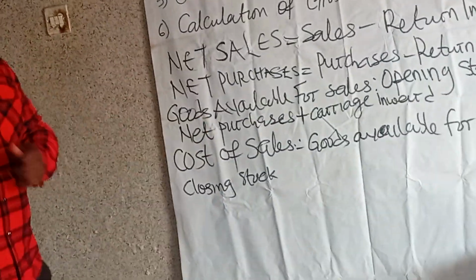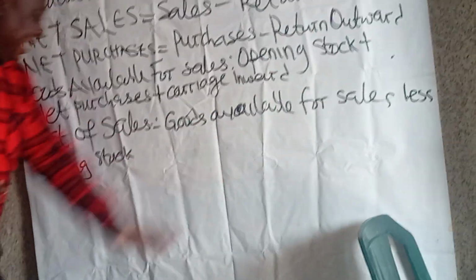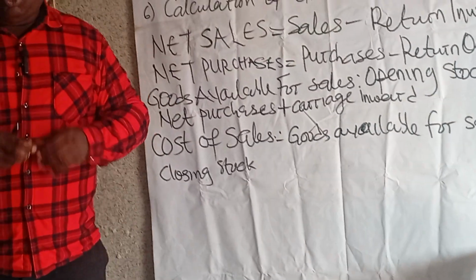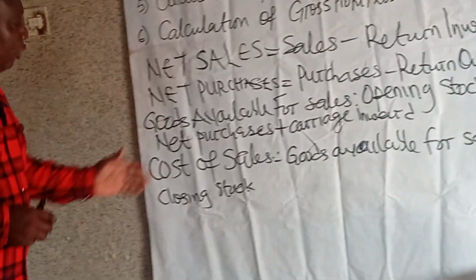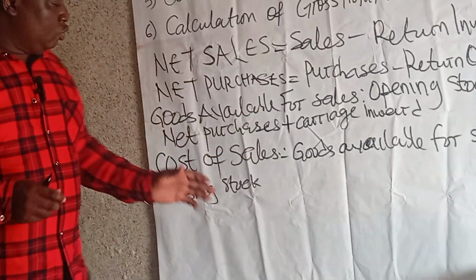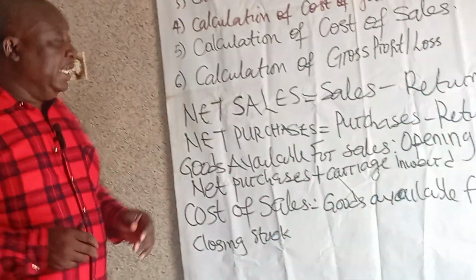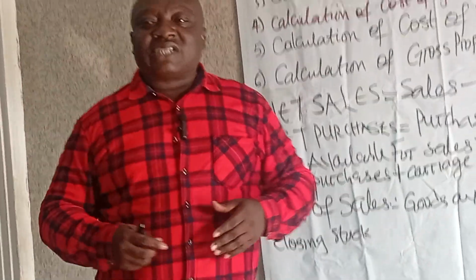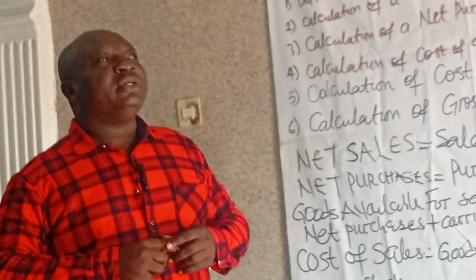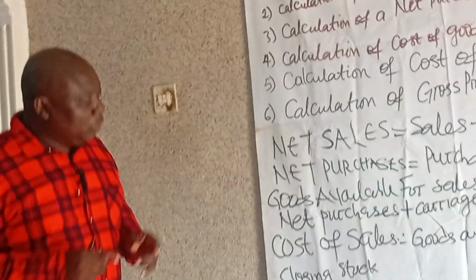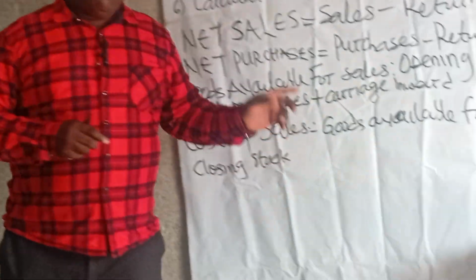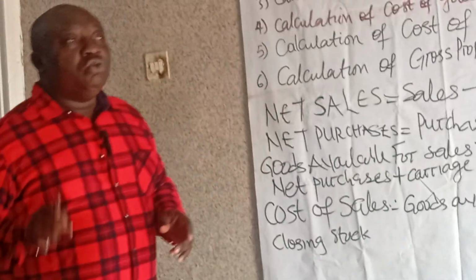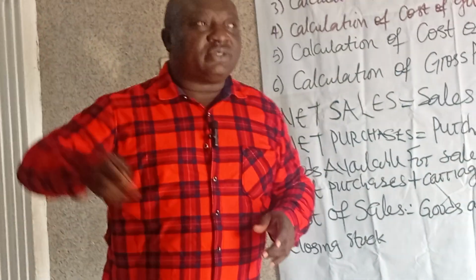To get cost of goods sold, it is goods available for sales less closing stock. Or simply say, to get cost of goods sold, it is opening stock plus net purchase plus carriage inward minus closing stock. That's how you are going to get your cost of goods sold, or cost of sales.